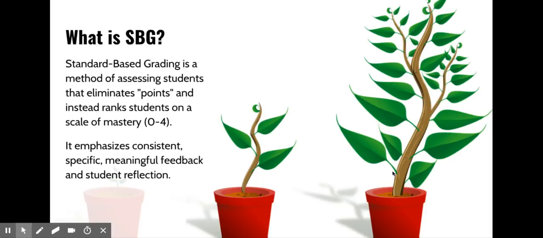It emphasizes consistent, specific, meaningful feedback and student reflection. So the whole idea behind it is that you are being assessed on your work, getting feedback, and then given the opportunities to improve and build your skills.